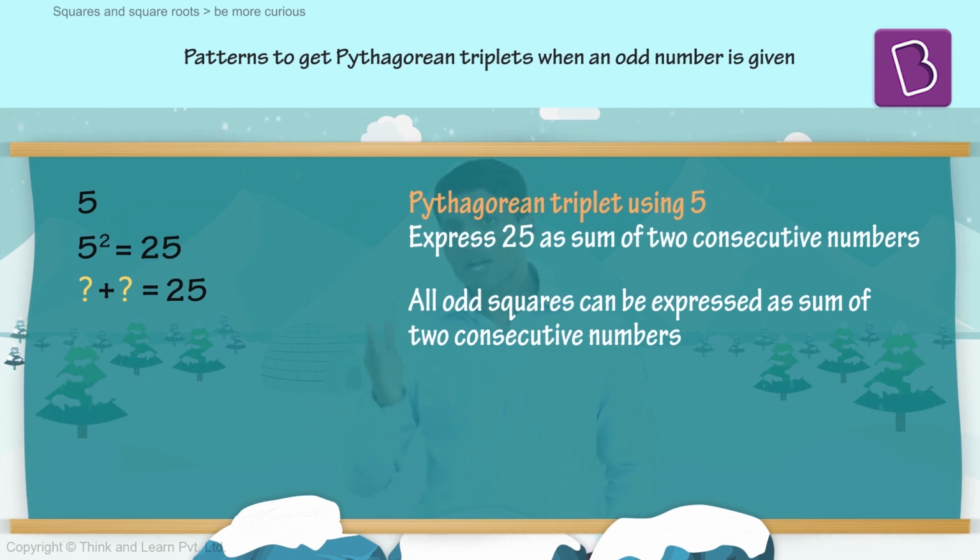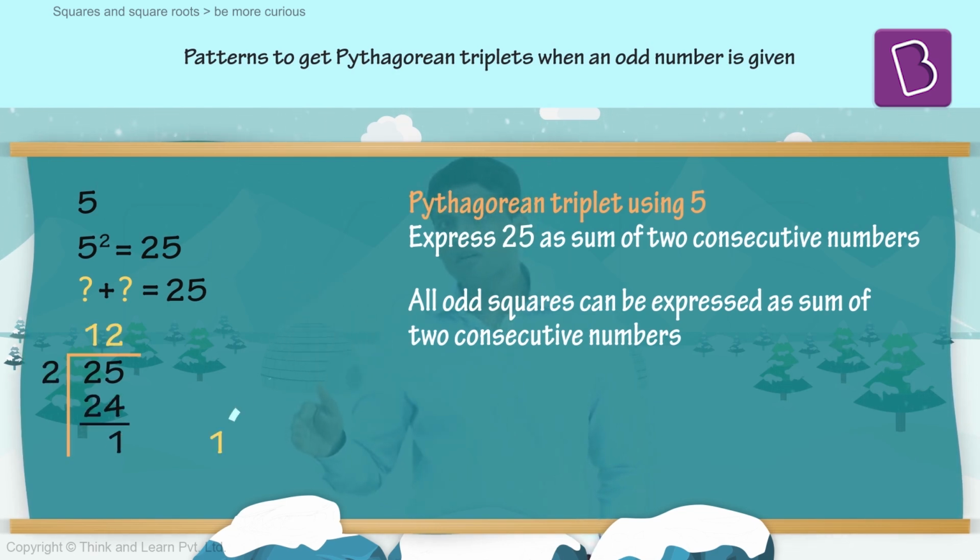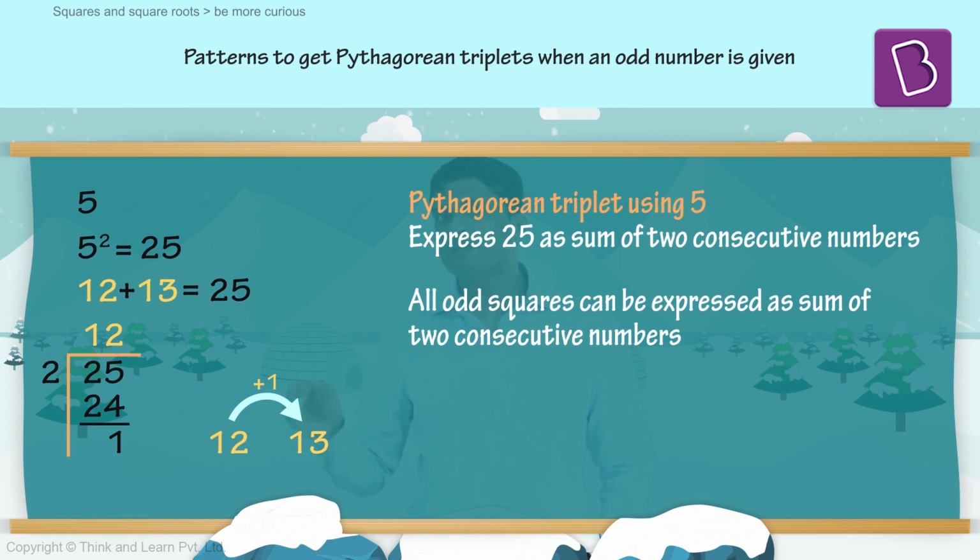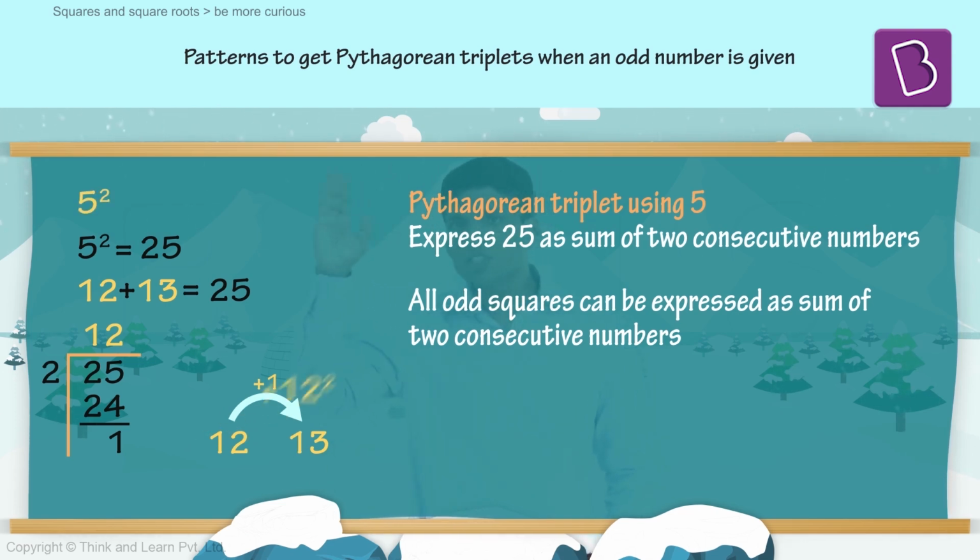How do we do that? 25 by 2, we get 12, and we are not looking at the remainder anyway. The next number is 13. So 12 and 13 will complete the Pythagorean triplet. If you take 12 and 13 with 5, that will be a Pythagorean triplet: 5 square plus 12 square equal to 13 square. Very simple, right? I am sure all of you got it.